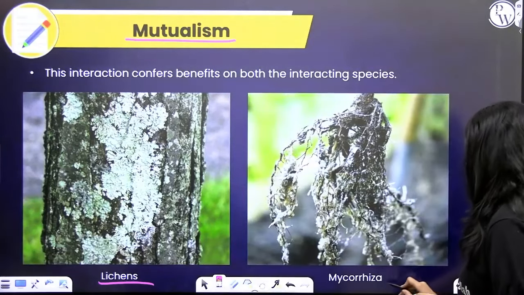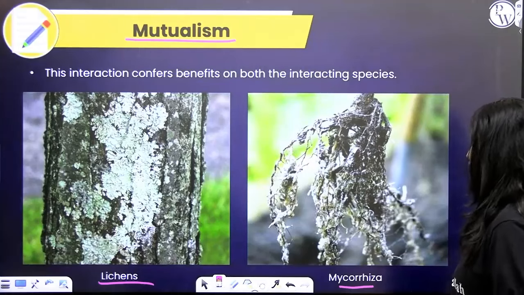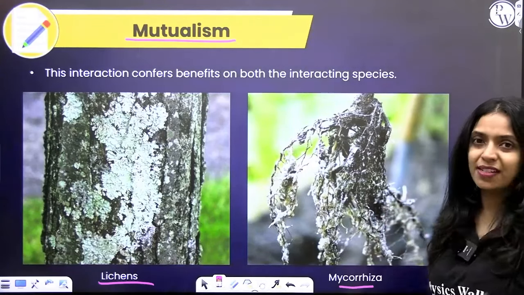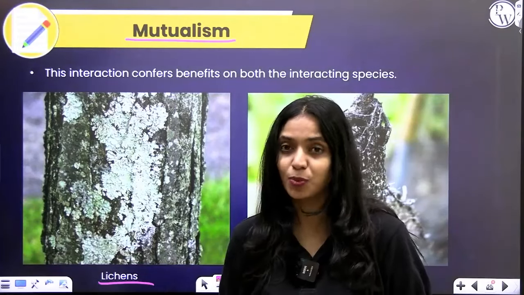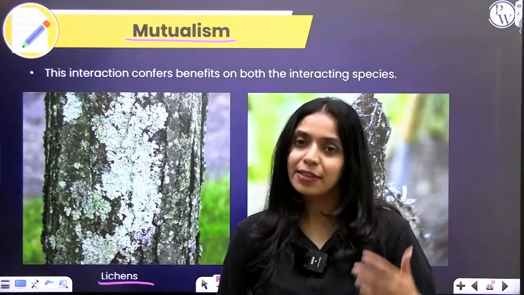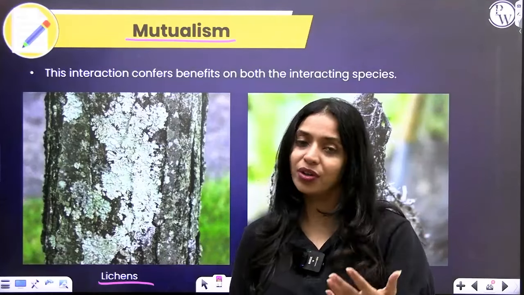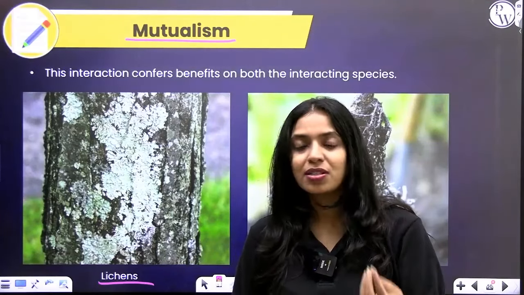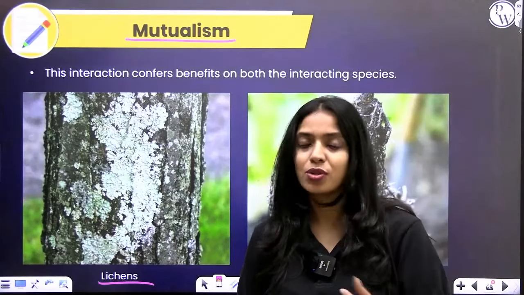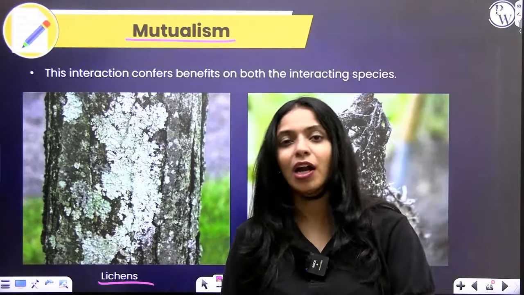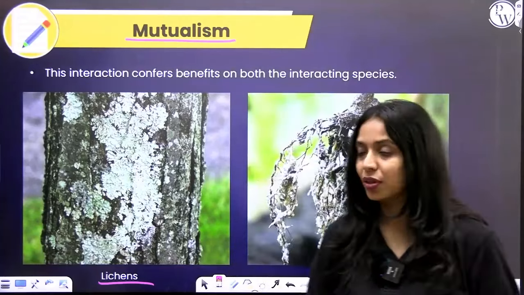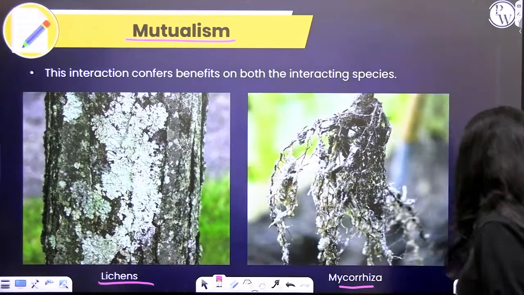And we have mycorrhizal. Mycorrhizal associations is when there is association with fungal hyphae and roots of higher plants like angiosperms and gymnosperms. What happens here is the fungus again helps in providing water and minerals, specifically phosphorus, to the roots of plants. They will enhance the absorption. In return, the plant will provide the fungus with food. Okay, so that is mycorrhiza.